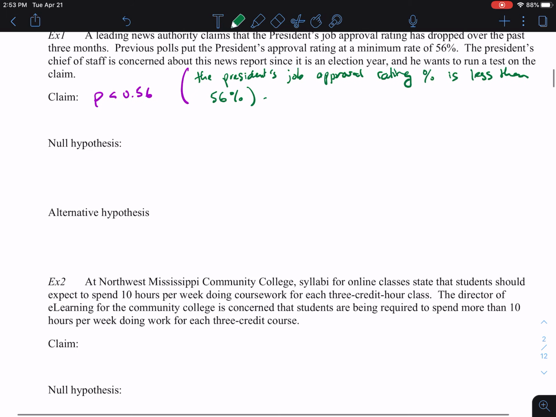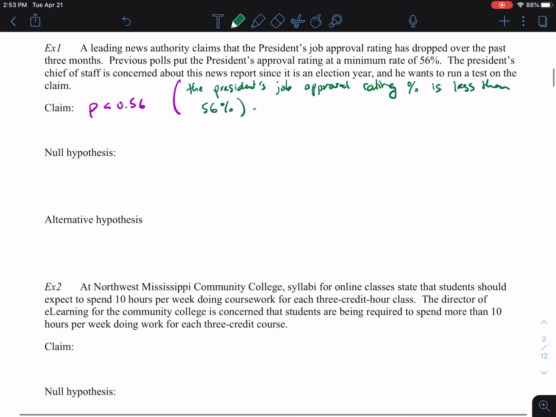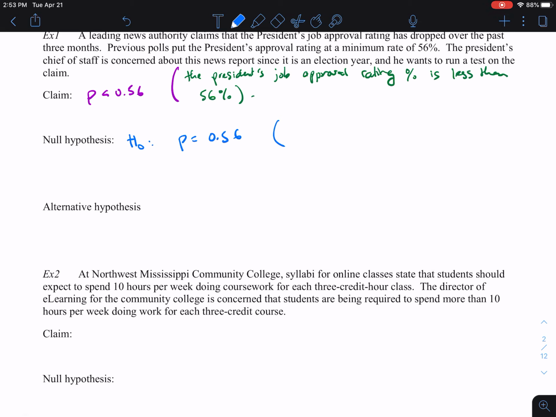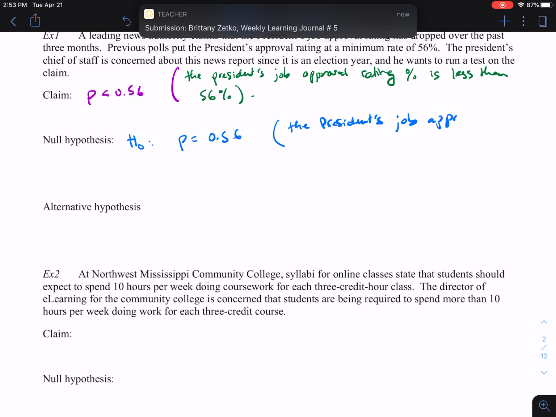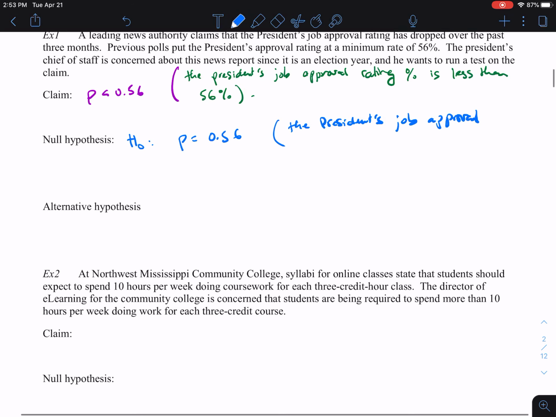Okay, so now the null hypothesis. Before we collect the data, we're going to say suppose that p is equal to 0.56. This means that the president's job approval rating is equal to 0.56. By definition, when we write our null hypothesis, it always has an equal sign in the statement.